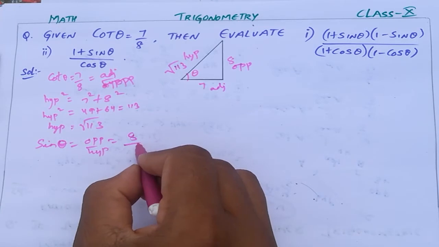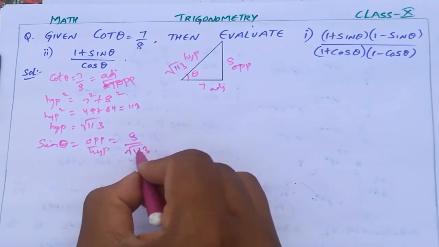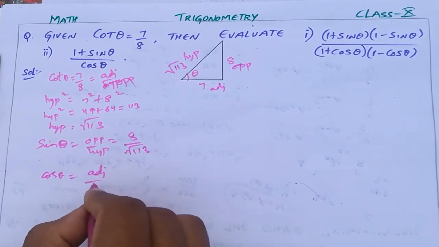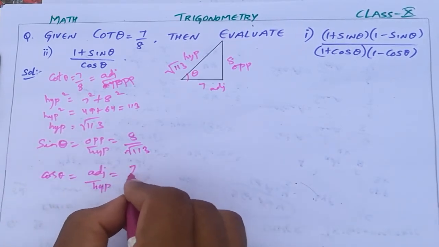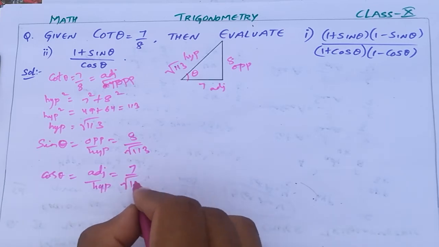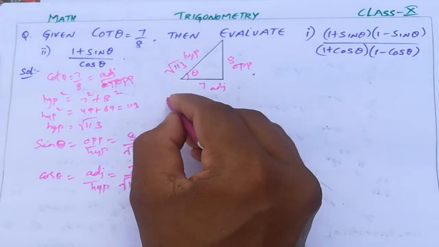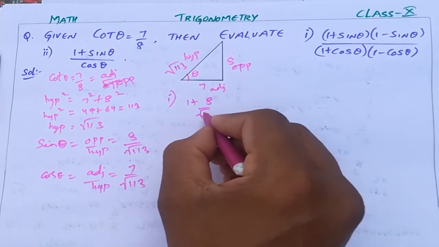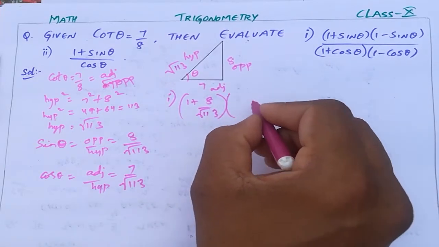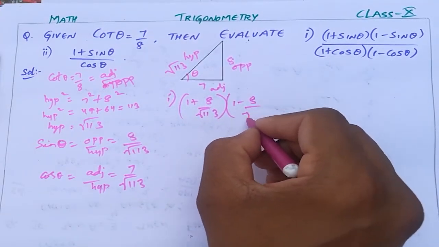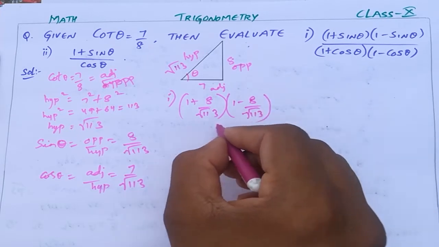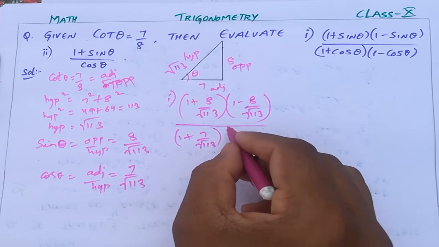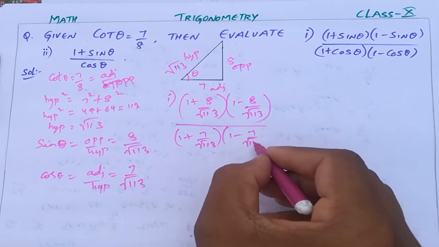We have opposite as 8, hypotenuse we got as root 113. This is the sin theta value. Then cos theta equals adjacent by hypotenuse. Adjacent value we got as 7, hypotenuse is root 113. Now in the first bit we will apply: 1 plus sin theta value is 8 by root 113, into 1 minus 8 by root 113, whole divided by 1 plus cos theta value is 7 by root 113, into 1 minus 7 by root 113.